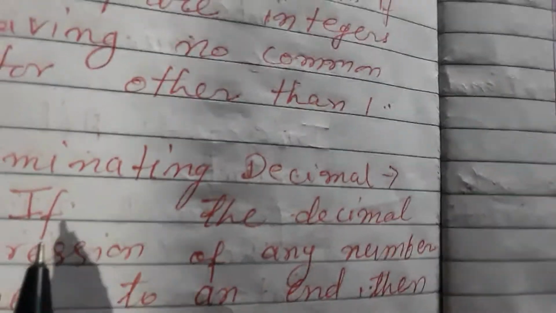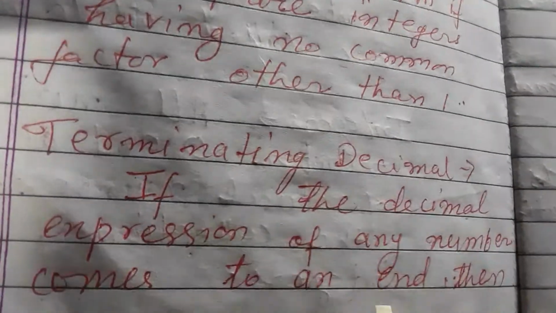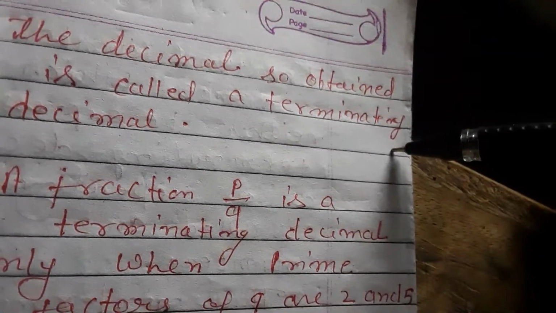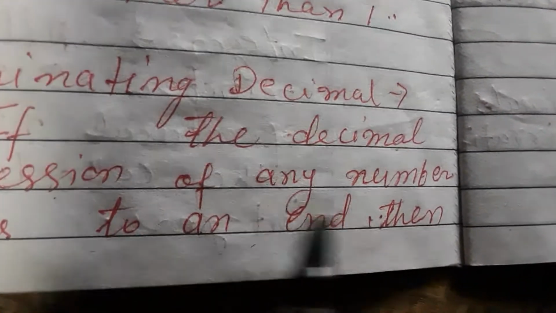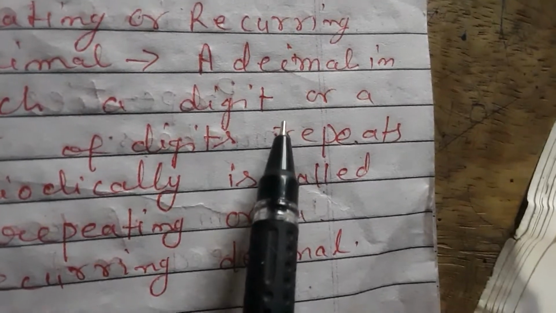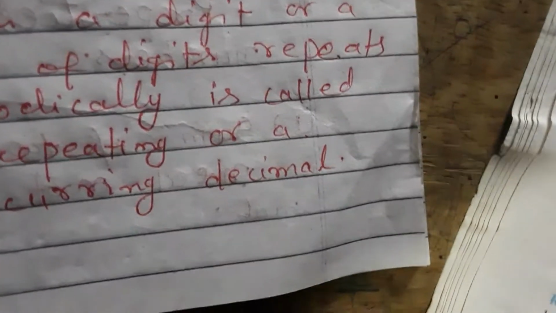A terminating decimal is one where the decimal expression of a number comes to an end, like 1.4. Once again, if the decimal expression of any number comes to an end, then the decimal so obtained is called a terminating decimal. Repeating and recurring are the same thing. A decimal in which a digit or a set of digits repeats periodically is called a repeating or recurring decimal. Here 3 repeats again and again.